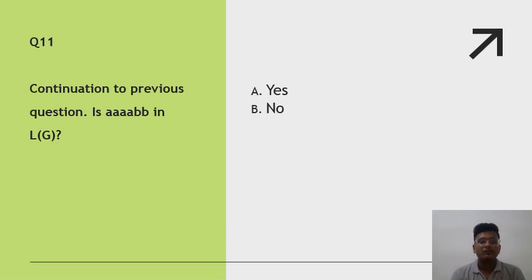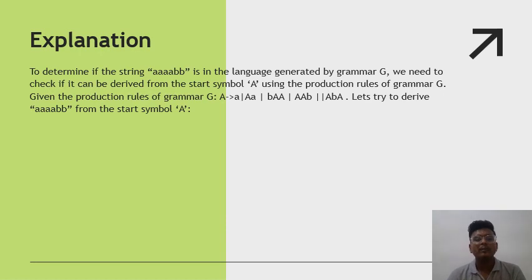In this, we have to check whether the string AAAABB is in the language of the grammar G or not. To determine if the string is in the language generated by the grammar G, we need to check if it can be derived from the start symbol A using the production rules of the grammar G.